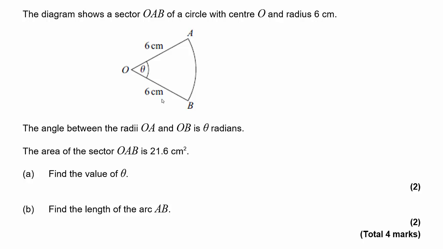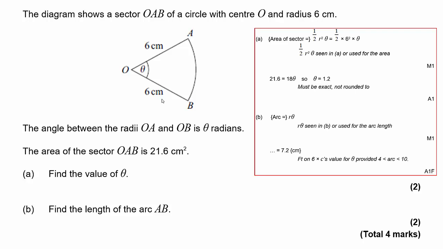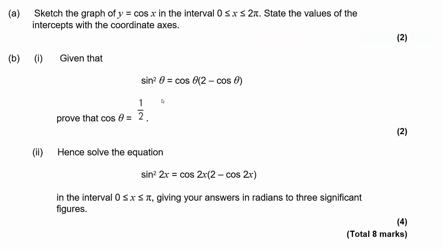And your answers are: the value of theta is 1.2 and the length of the arc is 7.2. Next one, can you have a go at this question, please?